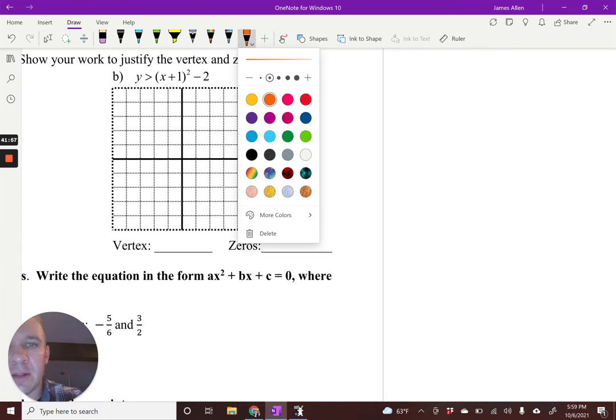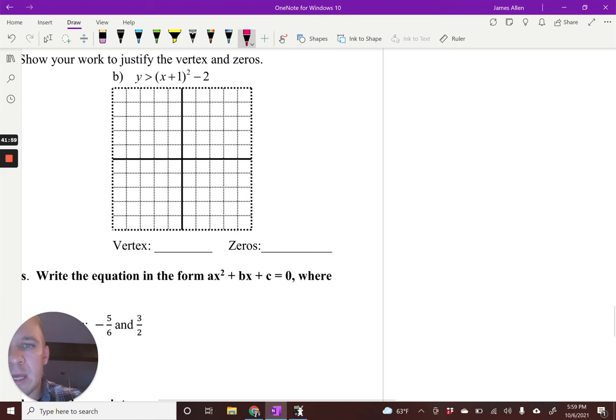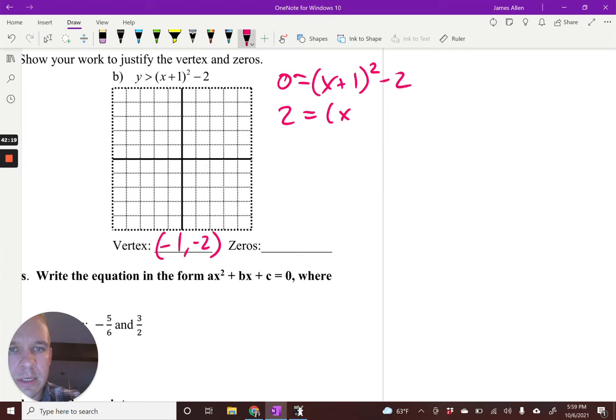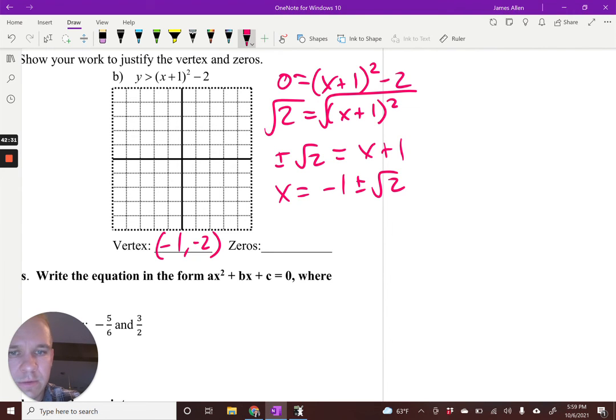This one. It's in vertex form. I'm going to change colors because I'm crazy. I'll go this one. All right. So my vertex is negative 1, comma, negative 2, and my zeros I can calculate by setting it equal to 0, as I could use an equal sign perhaps. There we go. x plus 1 squared minus 2, so I get 2 equals x plus 1 squared, take the square root. I get plus or minus the square root of 2 equals x plus 1. Subtract 1, so I'm going to get x equals negative 1 plus or minus the square root of 2.